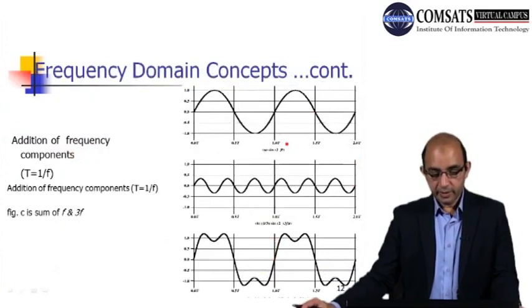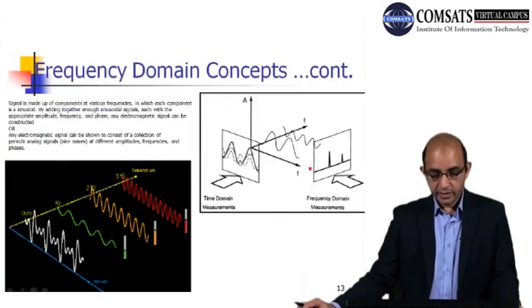So again, the same example, showing that here we have a much clearer picture. This is frequency f, and this is 3 times the frequency f. And this is the addition of those two components in order to get this. So you can see that we have the sum of f and 3f, right?